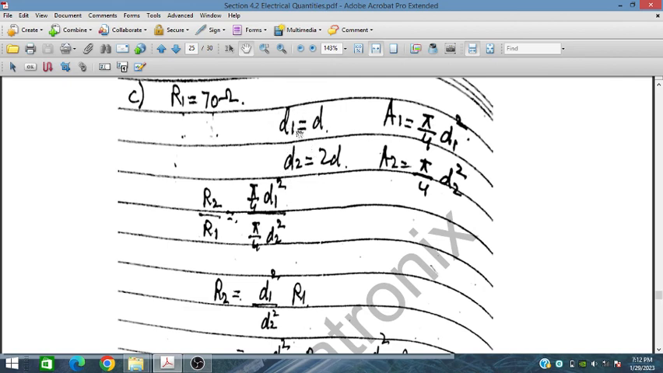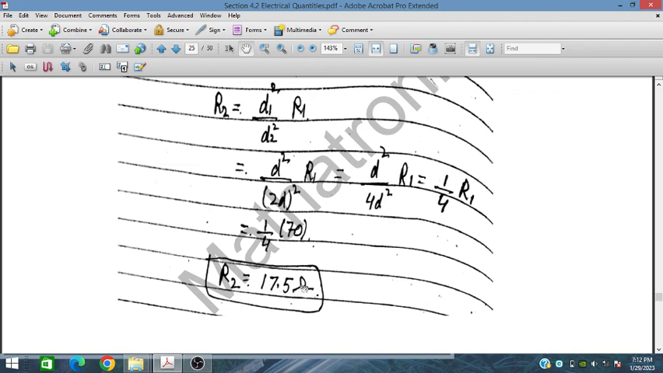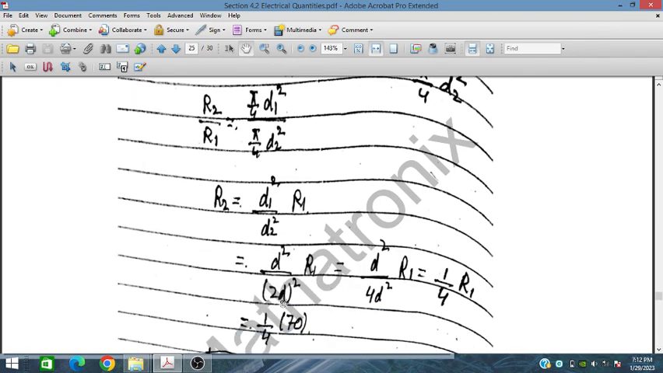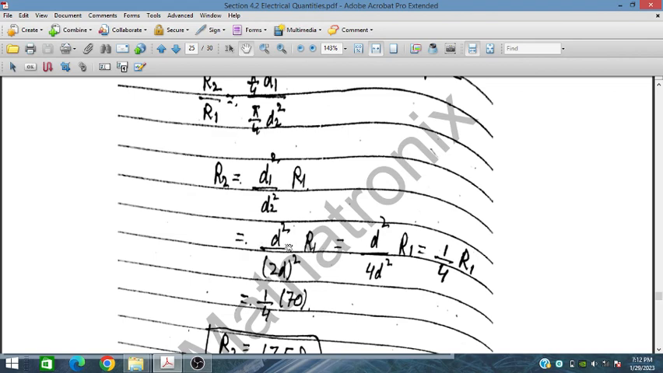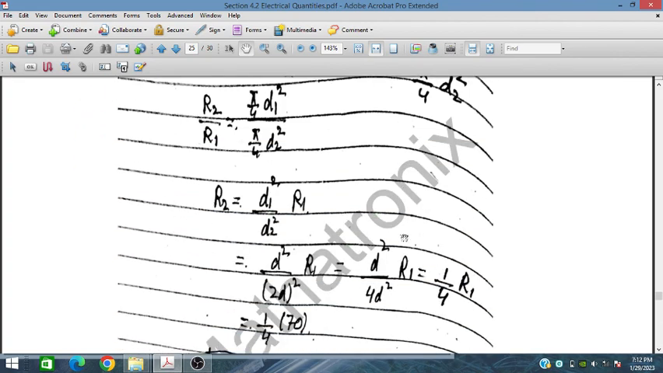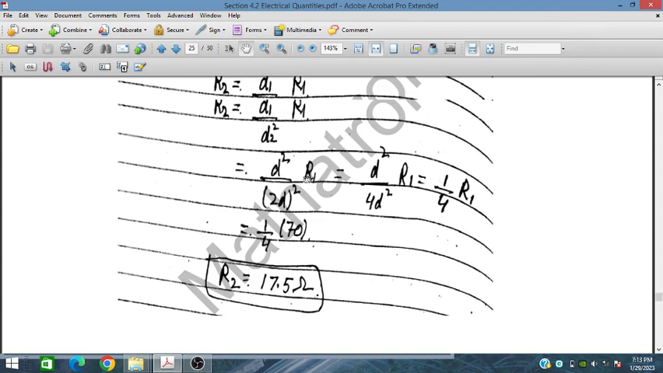Initially the diameter is D and we have increased the diameter. If we double the diameter, the cross-sectional area is increasing, and cross-sectional area increasing means resistance will decrease. So resistance will decrease to 17.5. If we reduce it to D by 2 rather than 2D, then it will be D square, and 4 times will be here. So this 4 into R1 is 280 ohms. For this case we have assumed this, so that's why we have obtained this result. If you multiply with 4, we will get this 70.